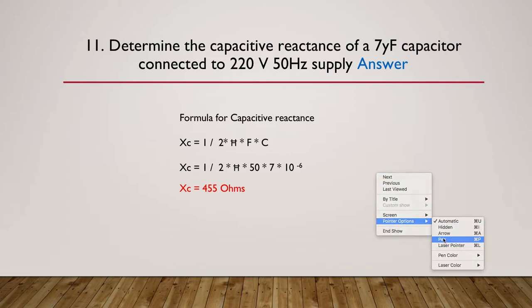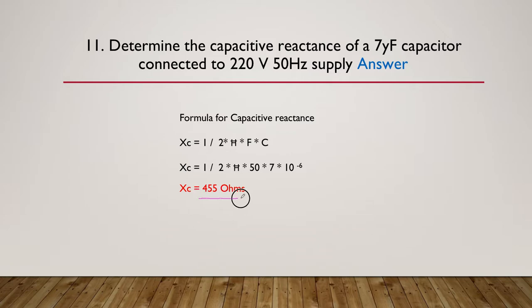I'll just put the pen on. You can see we came to an answer of 455. Don't forget, when you're putting this into your calculator, to put this part in parentheses, so this part is done before the inversion. The 50 is our frequency, so that has simply come from this value here. And we've got microfarads up here, so that's where the 7 times 10 to the minus 6 comes from. And the rest is straightforward. From there, it's just a matter of doing the mathematics with your calculator.